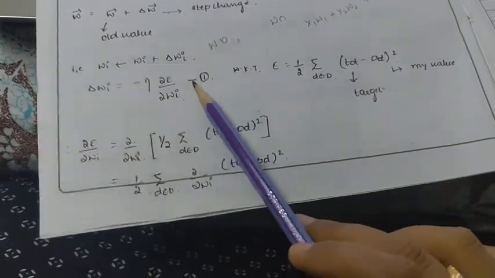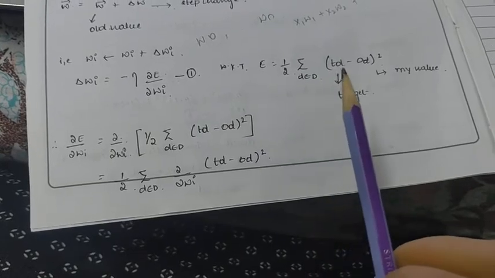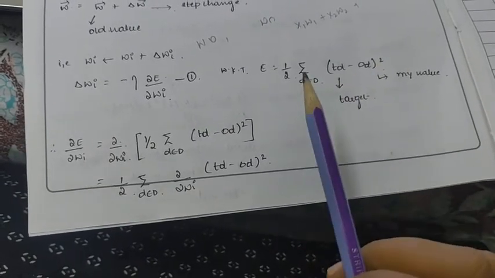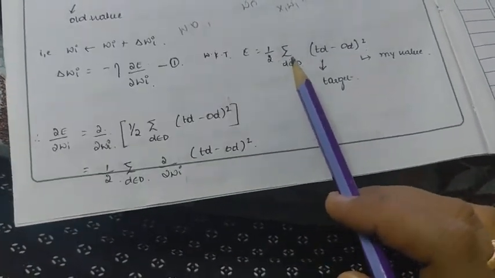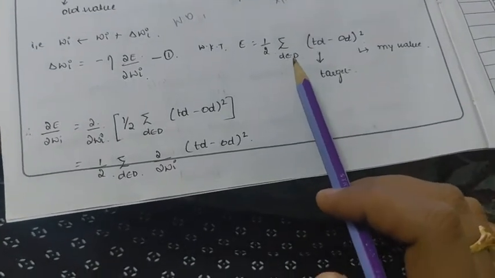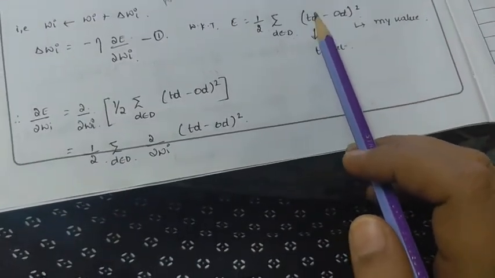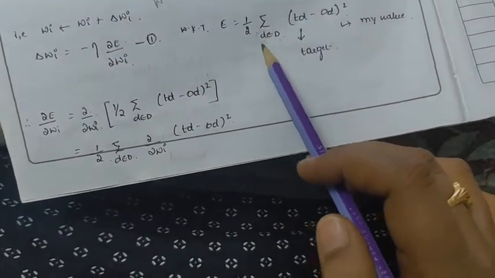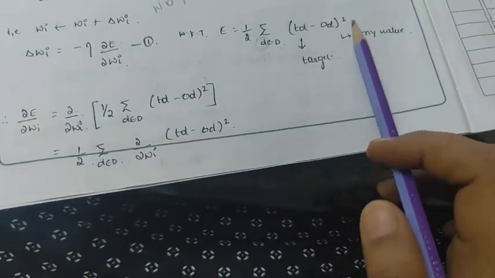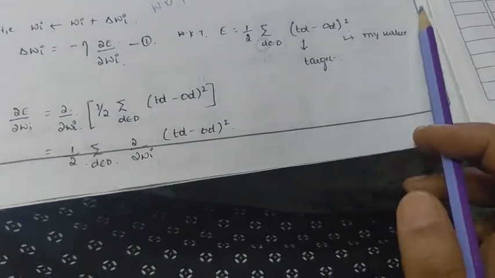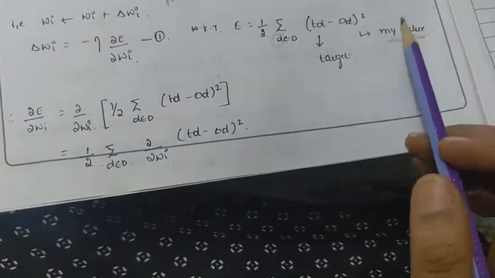Now what is the value of the error? We know the formula of the error. E equals half summation over d belonging to D of (td minus od) squared. Here small d indicates a particular row in our data set, or a particular training example, whereas capital D indicates the complete data set. td is the target output of a particular training example, minus od, which indicates the linear value of the perceptron, or the predicted value.